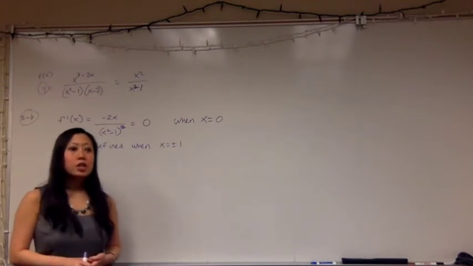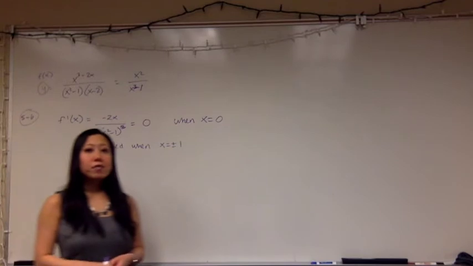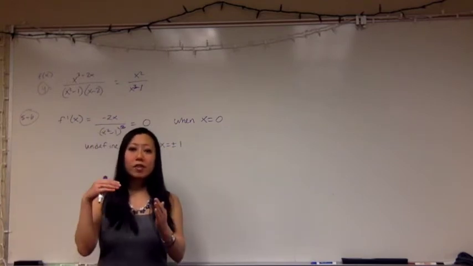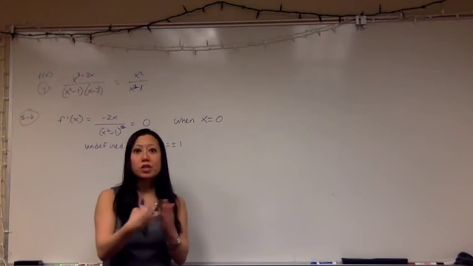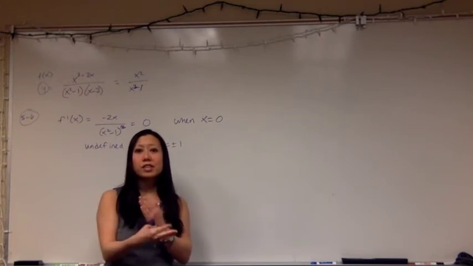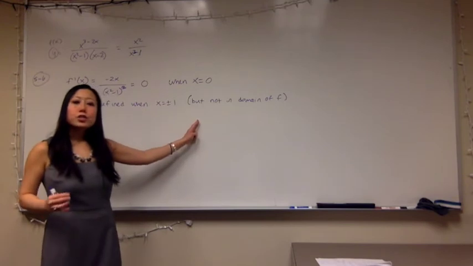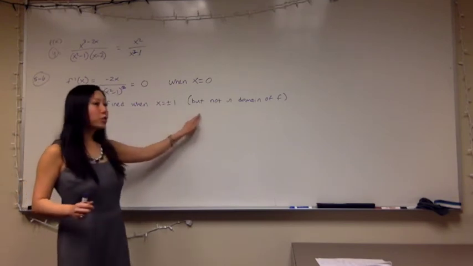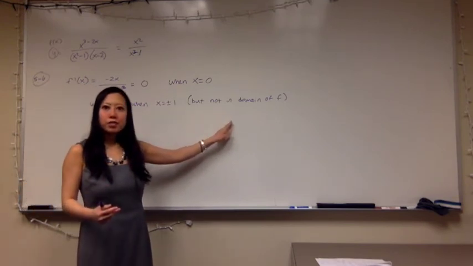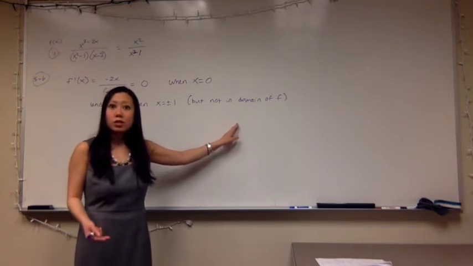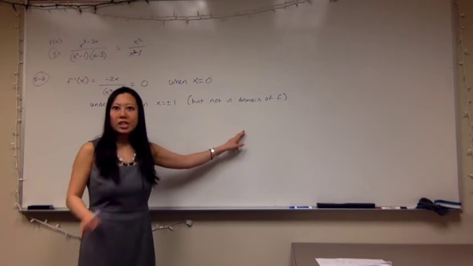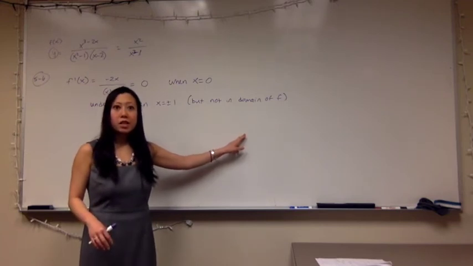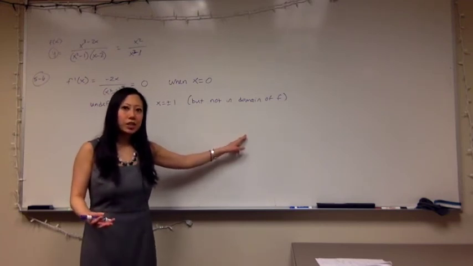We still want to include it on the number line because if I have a discontinuity there, what if on one side I'm increasing, on one side I'm decreasing? I have to include it on the number line to make sure that it doesn't change between increasing and decreasing there, because it might. So again, when x equals plus or minus 1, it makes the derivative undefined, which tells us it could potentially be a critical number, but since it's not in the domain of f, it's not a critical number, so it can't possibly be a local max or min, but we still want to include it in the number line to divide up the intervals of increasing and decreasing.